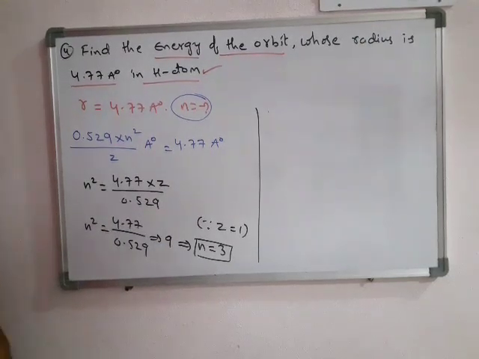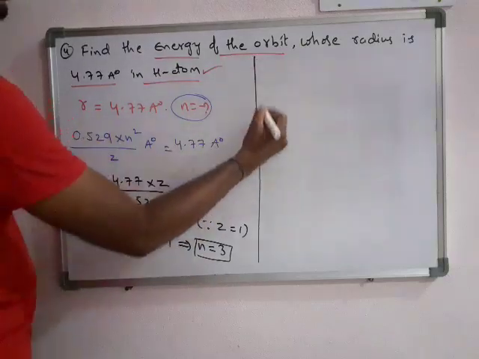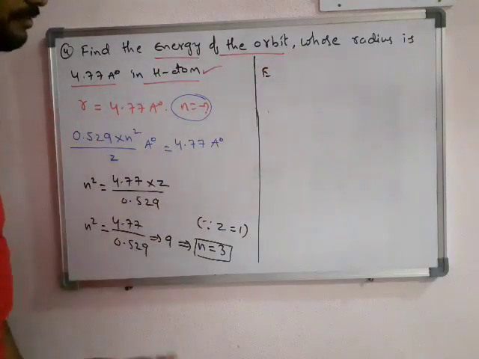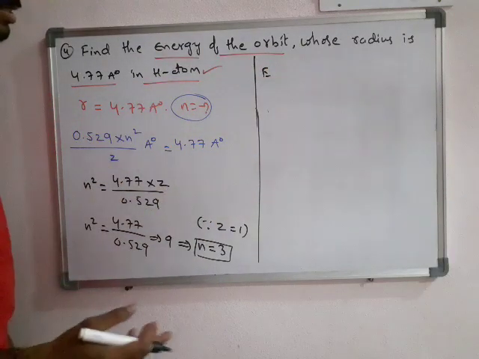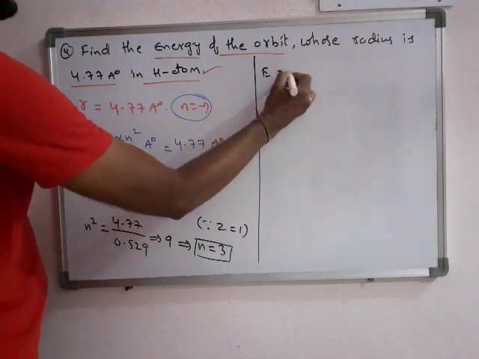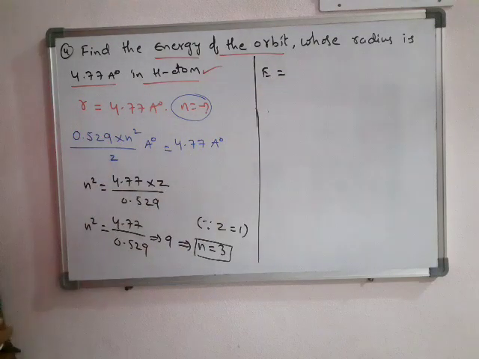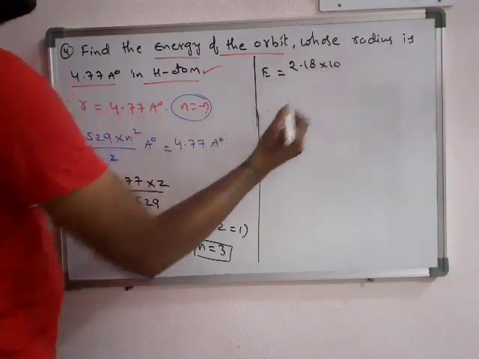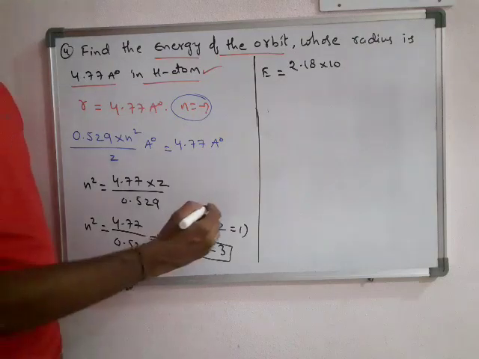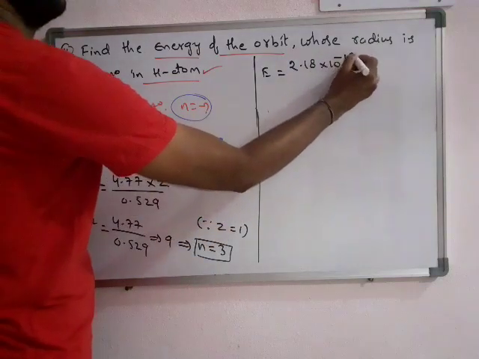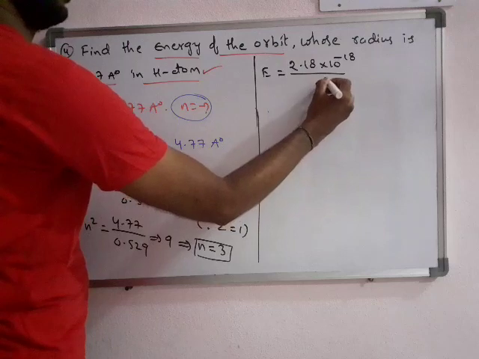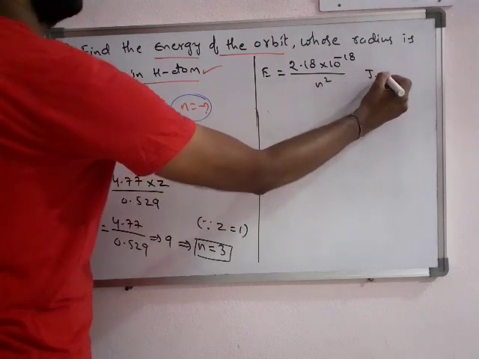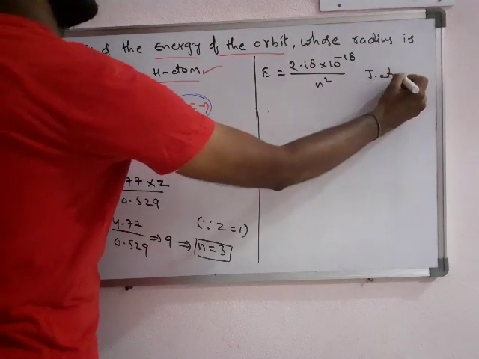Okay, energy of the third orbit. We know the equation for energy. I have different forms of energy equations; just take any one. Now we are taking joules per atom. So what is the equation for energy in joules per atom? That is 2.18 into 10 to the power of minus 18 by n square joule per atom.